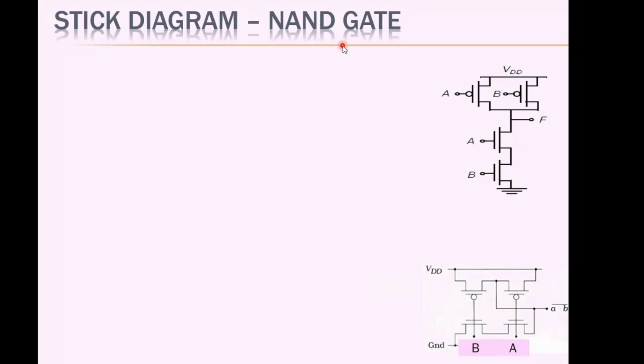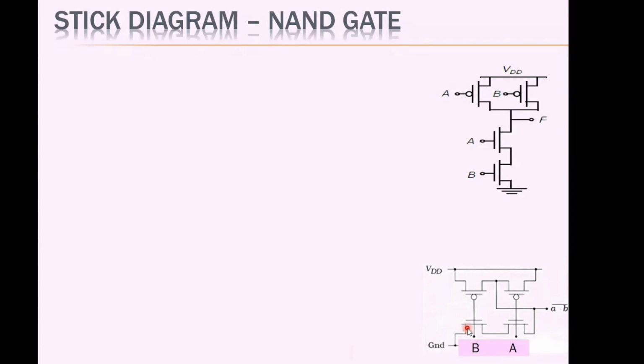Now let us see the stick diagram of a NAND gate, a two input NAND gate. The two input NAND gate will have two transistors in series in the pull down, and two PMOS transistors in parallel in the pull up. The same circuit is redrawn here to draw the stick diagram.